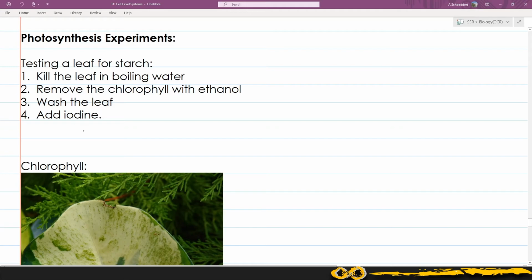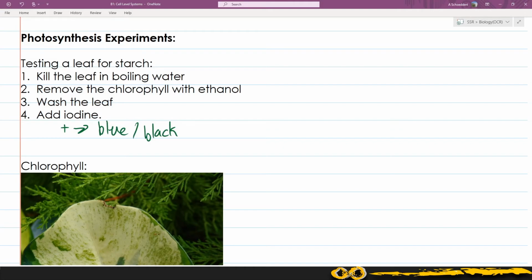And so hopefully we remember that if you do that, the iodine, if it's a positive result, will give you that blue-black complex that it forms with the starch, and so that will let you know that starch is present and that photosynthesis has happened in that leaf. If it's negative, then the leaf won't change color.